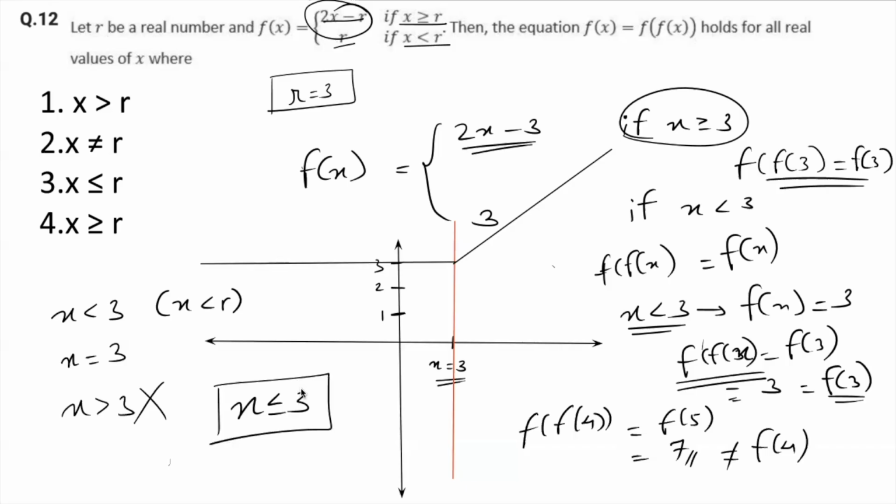Resubstituting or putting back the value of 3 as r, the answer that you want is the third option, x less than or equal to r. It's a very simple question. You just need to observe properly, or you should have some prior knowledge about reflexive functions. So it's kind of a reflexive function. f of f of x is equal to f of x is a kind of reflexive function, right? So if you have studied that, probably it makes things very, very easy.